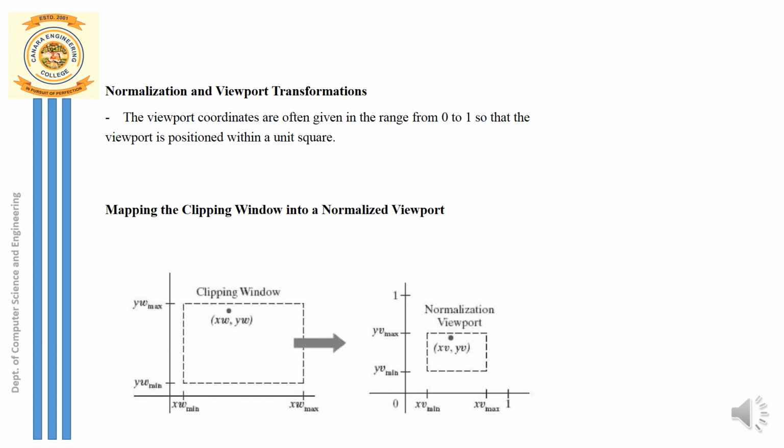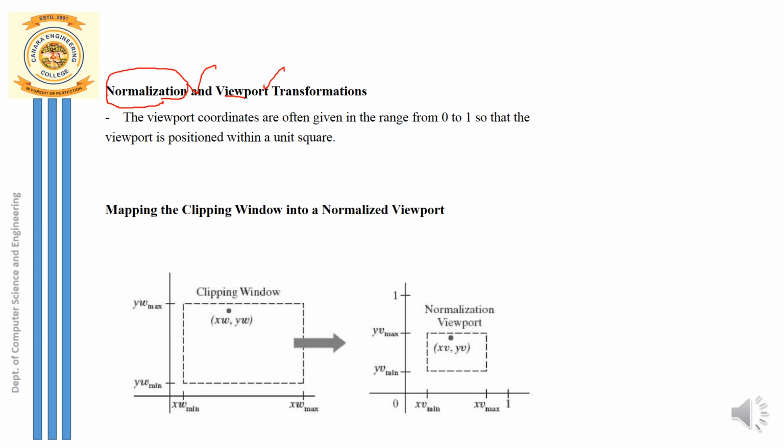We can now move on to the next concept. So what is it? That is the normalization or the normalized window and viewport transformation. Normalization is performed first, and then the transformation is carried out. Transformation is now mapping from the clipping window onto the viewport. But before mapping from the clipping window onto the viewport, there is in between something called normalization which has to be carried out. What is normalization?